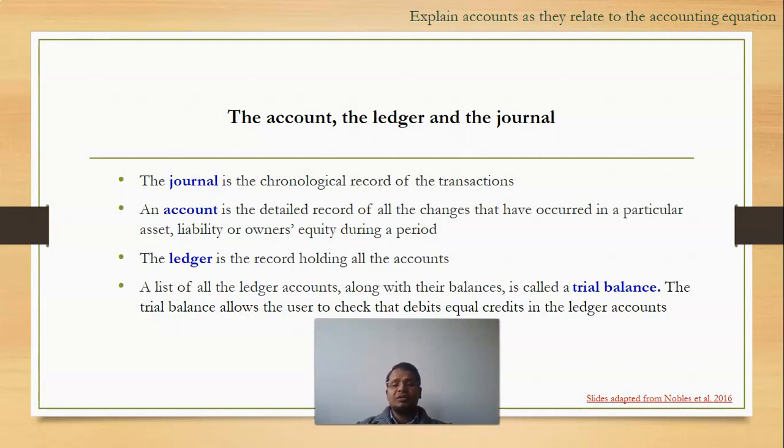So what is a journal? A journal is a chronological record of transactions. When a transaction happens, immediately after it happens, we should record it in the books of accounts according to the chronology of the incidents. That is recording in the primary books.